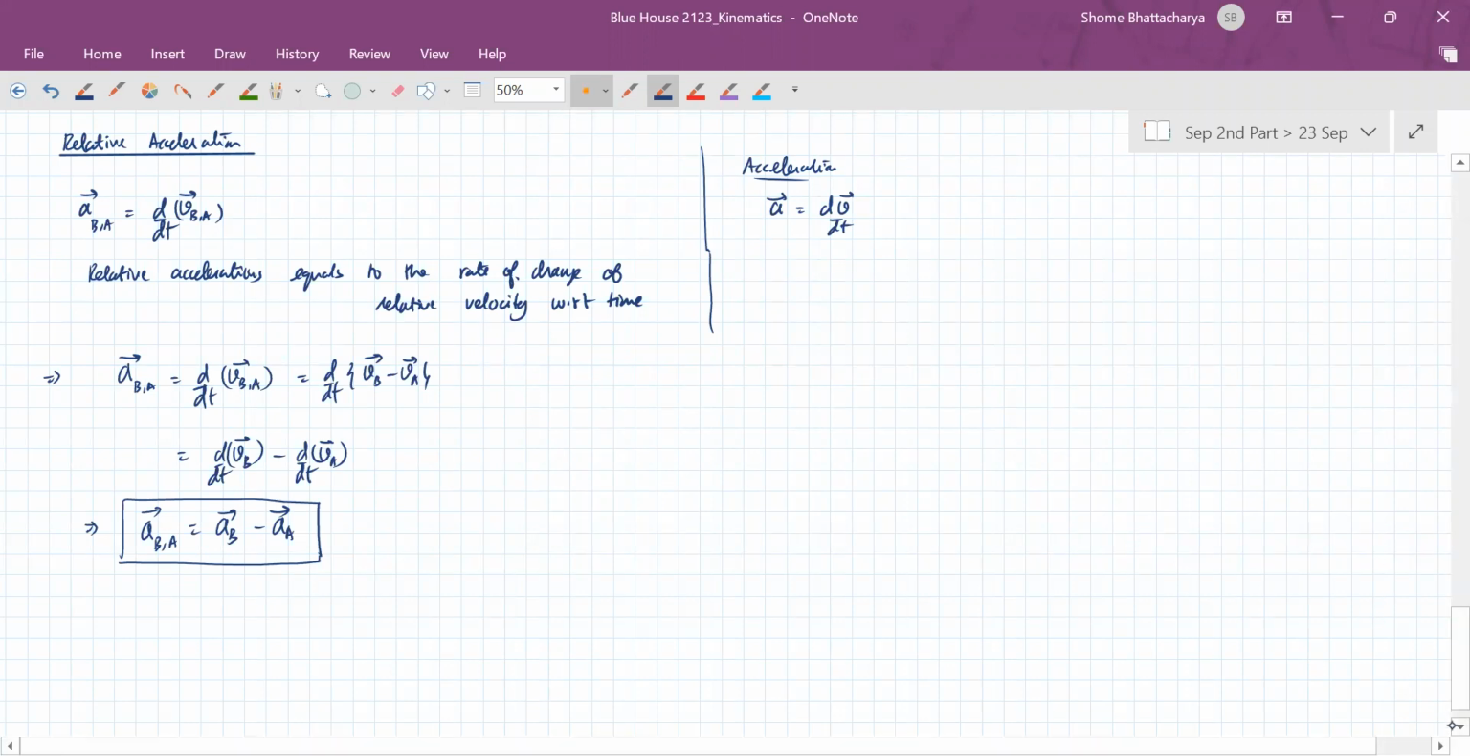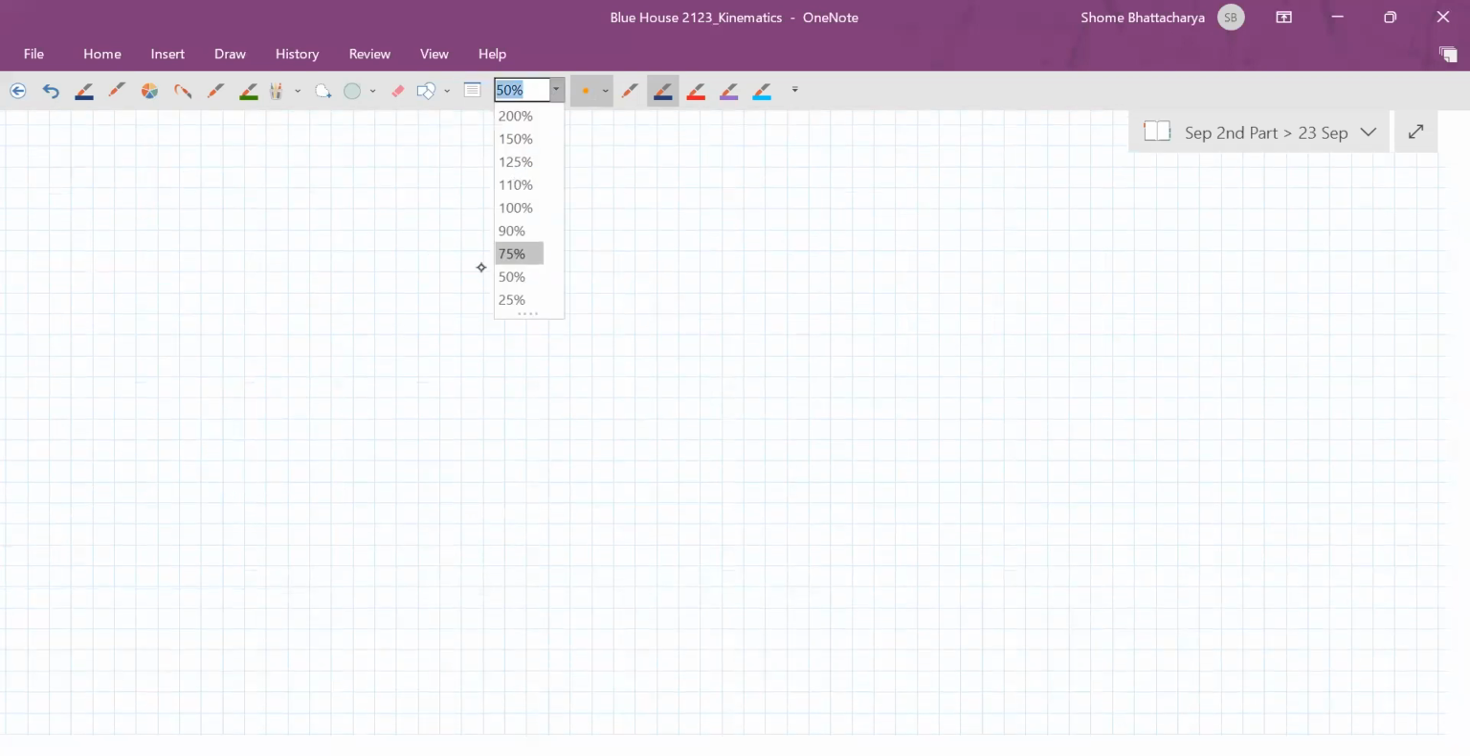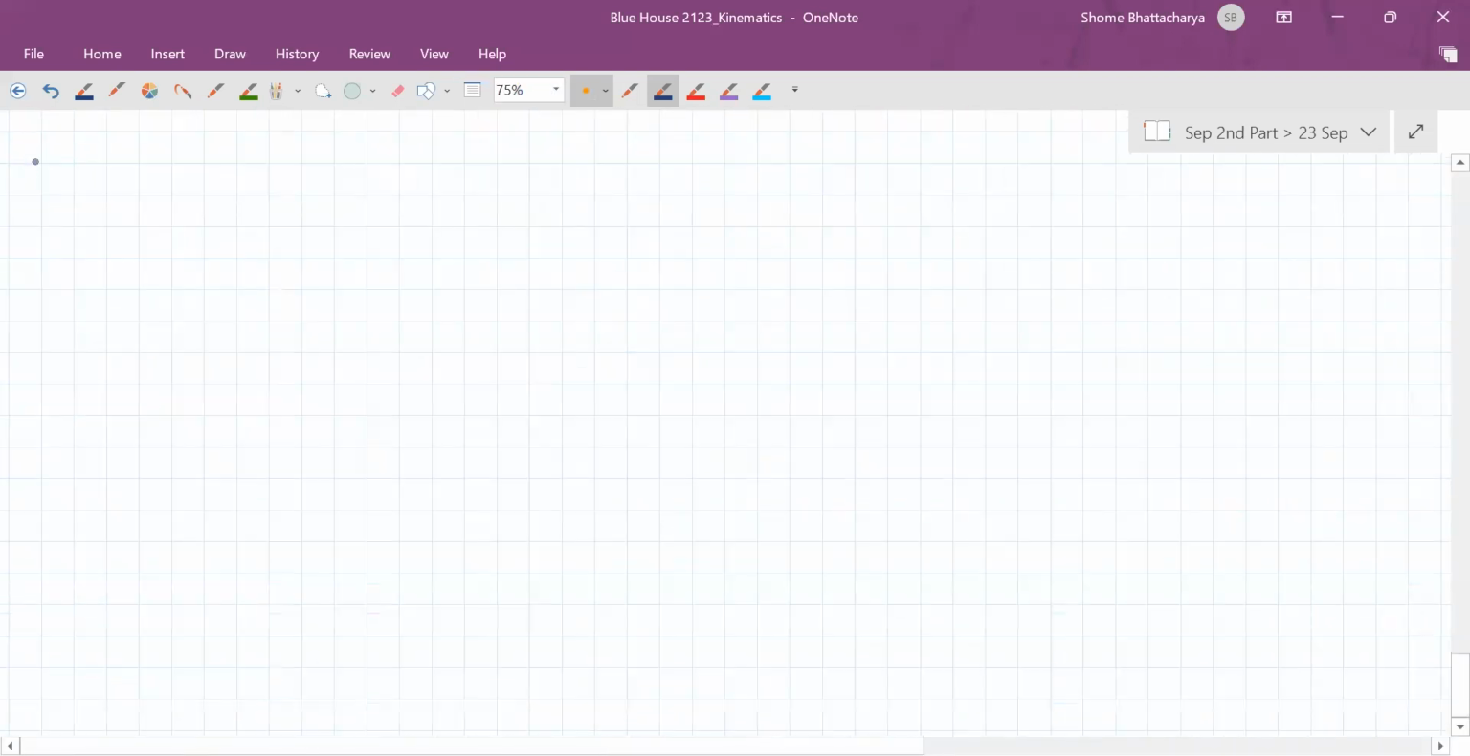Okay, so just a simple example of this. Suppose we have a situation where we are inside an elevator which is accelerating downwards at the rate of A_E, that is the acceleration of the elevator. Suppose that is 2 meters per second square. Okay. And now an object like a bolt or something comes off the ceiling of the elevator and starts falling freely.